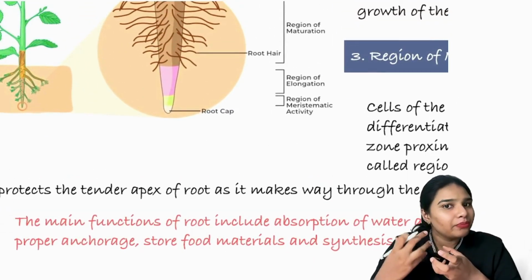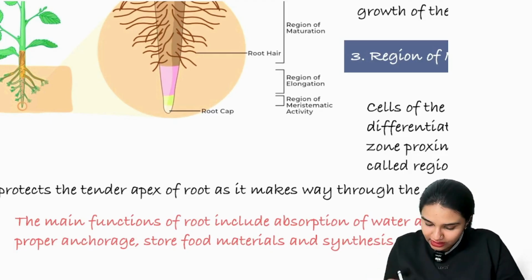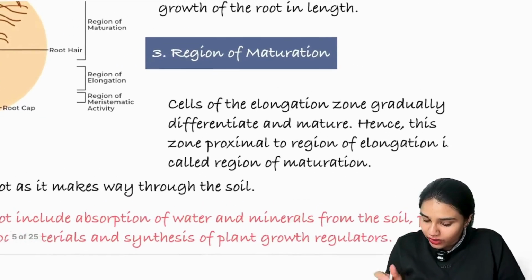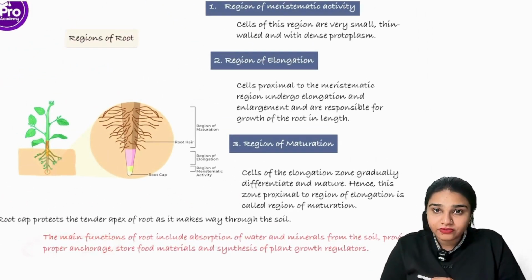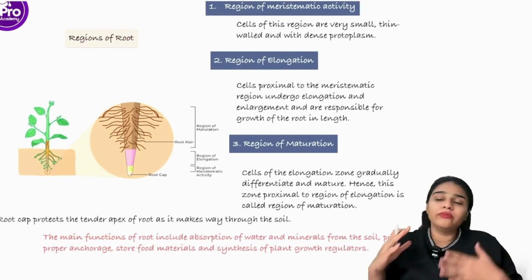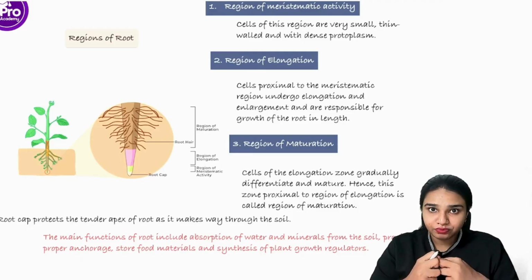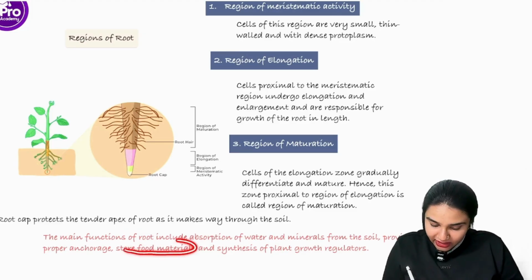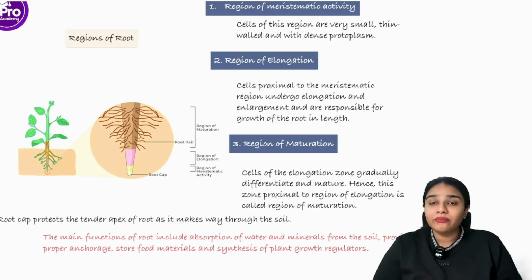Root is the part of a plant which does a lot of functions. It absorbs water from the soil, and it absorbs minerals from the soil. It provides proper anchorage. Have you seen that big trees have roots which support them on the ground? So they provide proper anchorage. They store food materials, and they also synthesize plant growth regulators. So there are many functions.